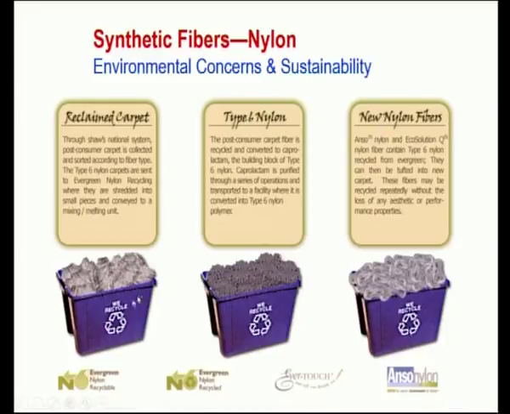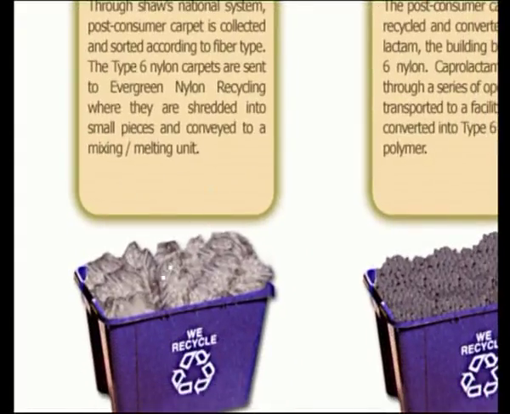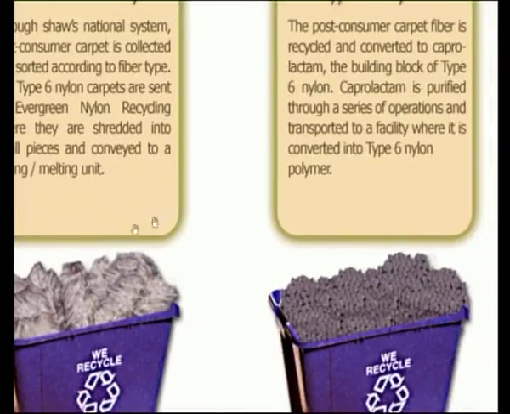So, again, you can see the shape which can differ. Through the national system, post-consumer carpet is collected and sorted according to fiber types. The type nylon 6 carpets are sent to Evergreen Nylon Recycling, where they are sorted into small pieces and converted to mixing melting units. So, like this, after using we can make it for recycling.